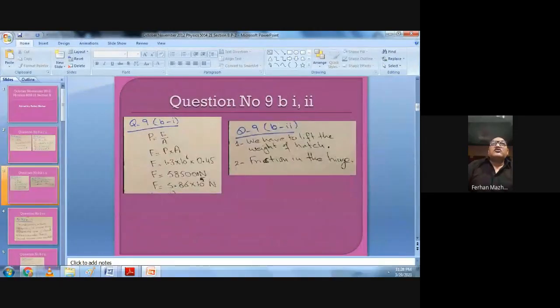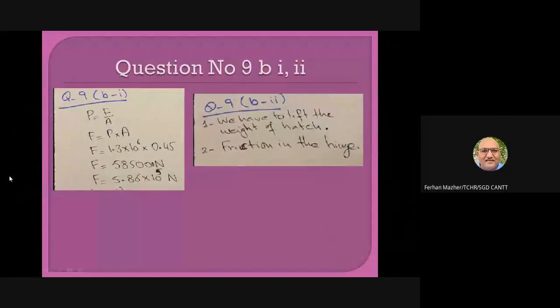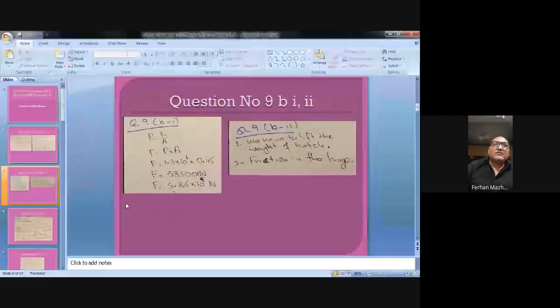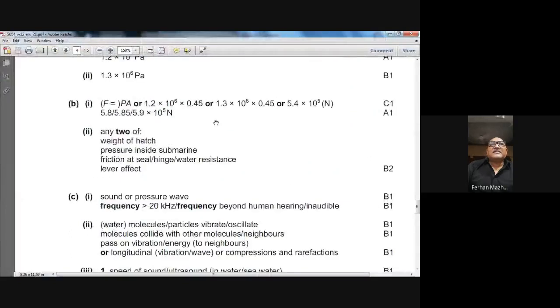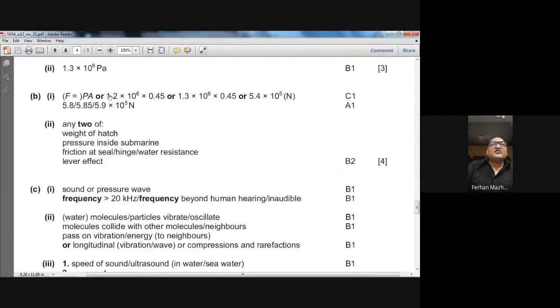So here we go. You can see that the pressure is equal to force divided by area. The force will be equal to pressure multiplied by area. The total pressure acting on the hatch at the depth of 120 meters is 1.3 x 10^6 Pascal, and the area of the hatch is 0.45 meters square. You simply multiply them, the final answer will be 5.86 x 10^5 Newton. Very simple numerical. Let me show you the marking scheme. Here you can see the marking scheme, and it says F is equal to P multiplied by A, and the final answer will be 5.8 x 10^5 Newton.